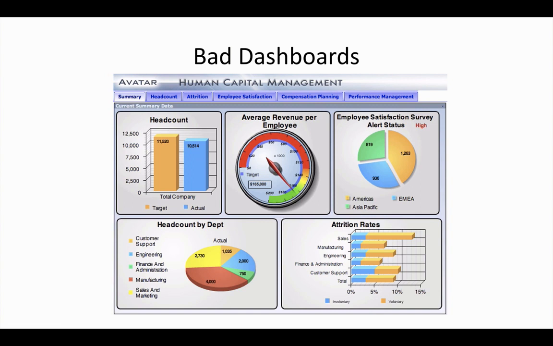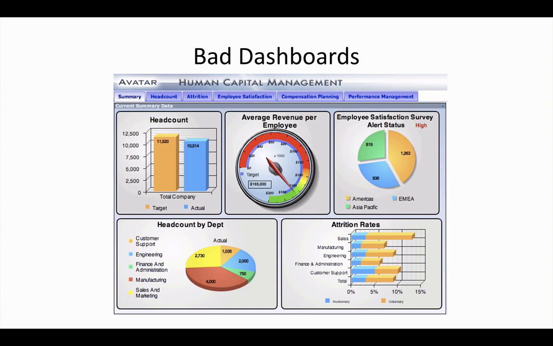I don't. Now hopefully the user of this dashboard knows that we're trying to do a downsizing exercise, and so actual being lower than target is good. Or we're not trying to do a downsizing exercise, and we're supposed to have 11,500 people working here, and we're 1,000 people short on headcount to be able to perform how our company is supposed to perform.